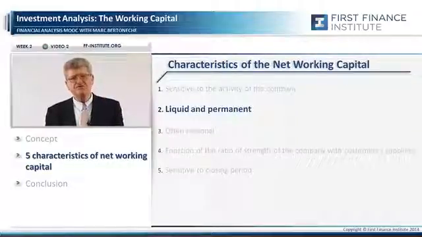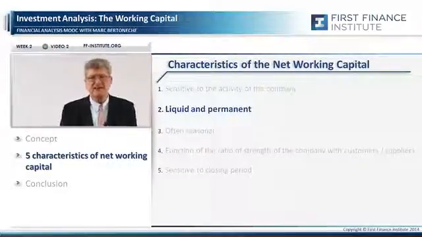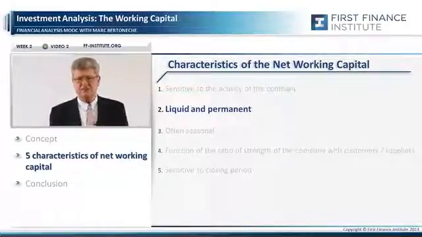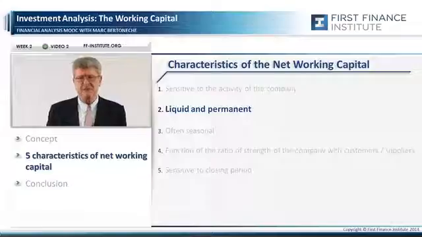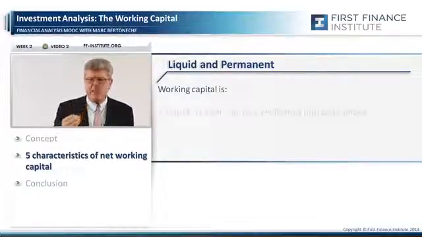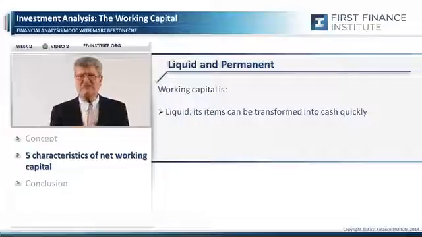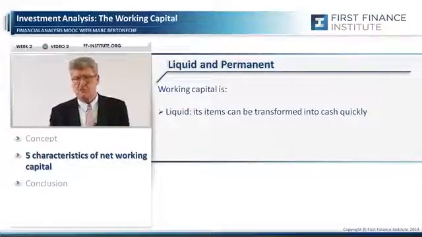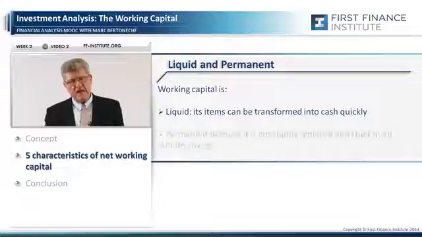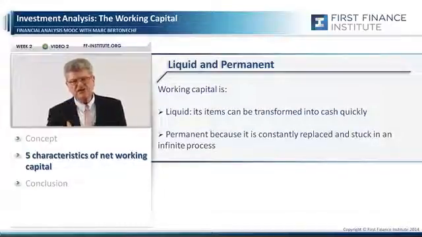The second characteristic of a net working capital is that it is liquid and permanent at the same time. How can we explain this paradox? It is liquid as it is made of liquid items, things that can be transformed into cash in a few days, in a few weeks, or in the worst cases, in a few months. But at the same time, it is permanent. It is constantly replaced and is therefore always here.